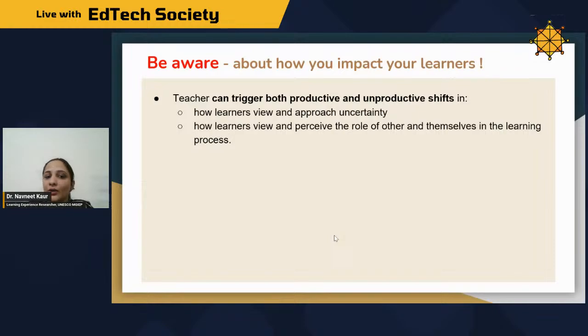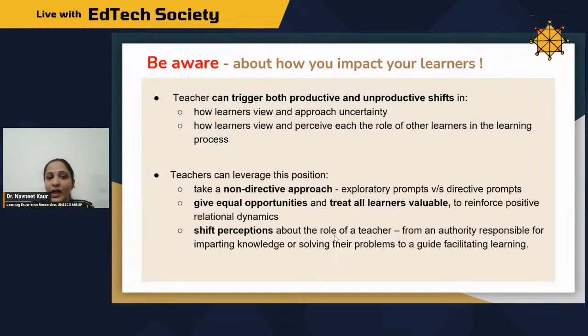These shifts can be in how learners approach uncertainty, and also how learners perceive themselves and others while they are learning in a classroom. Since the teacher has such power, the teacher can leverage it. They can take a non-directive approach. Instead of giving direct answers, engage them in exploratory questions. Give them prompts so that they engage in sense making processes. Give equal opportunities and treat all learners as valuable. This will reinforce positive relational dynamics in a classroom.